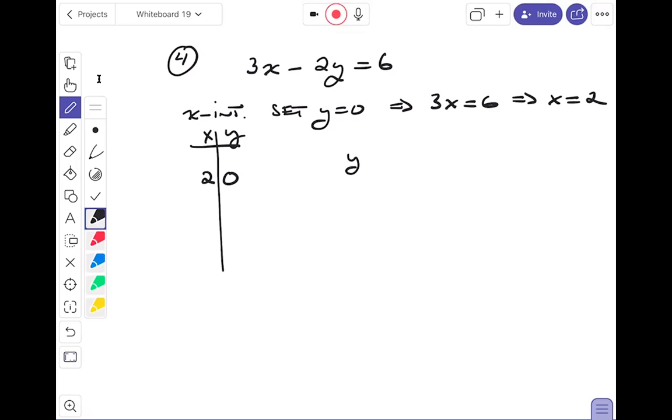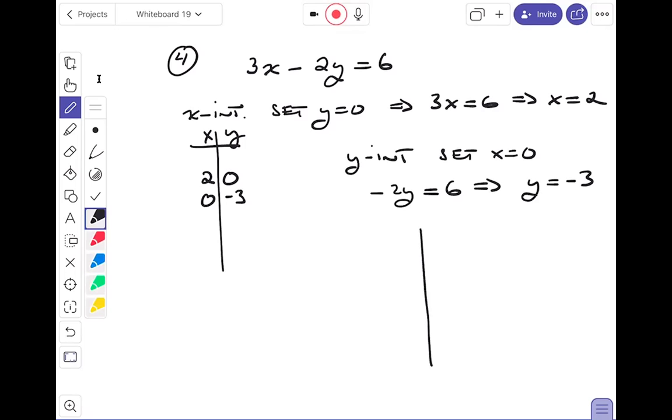Now let's do the y-intercept. How do you do that? All you have to do is set x equal to 0. And what would you get over there? Minus 2y is equal to 6. Well, what's y? Y would be equal to minus 3. Let's write that down. Y is minus 3, x will be 0. I've got my 2 points, and I'll plot them down for you.